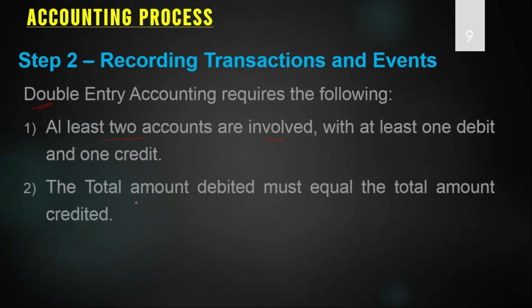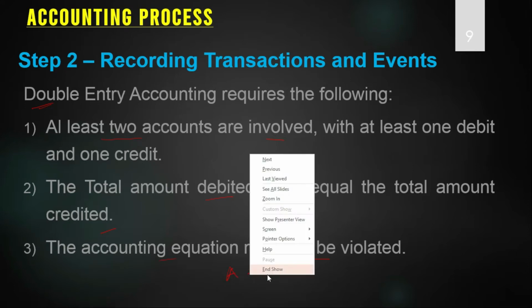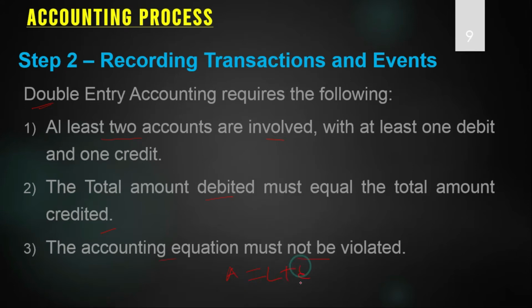The second point is that the total amount debited must equal the total amount credited. So 2 accounts will be there, one account will be debited and one account will be credited, and the amount of debit and the amount of credit will be equal. Third point is that the accounting equation is not violated. It means that after every transaction, whenever you make the journal entry, the accounting equation will hold. The accounting equation must not be violated. It means that in every case your assets will be equal to the liabilities plus equity. So this will hold true in all the cases.